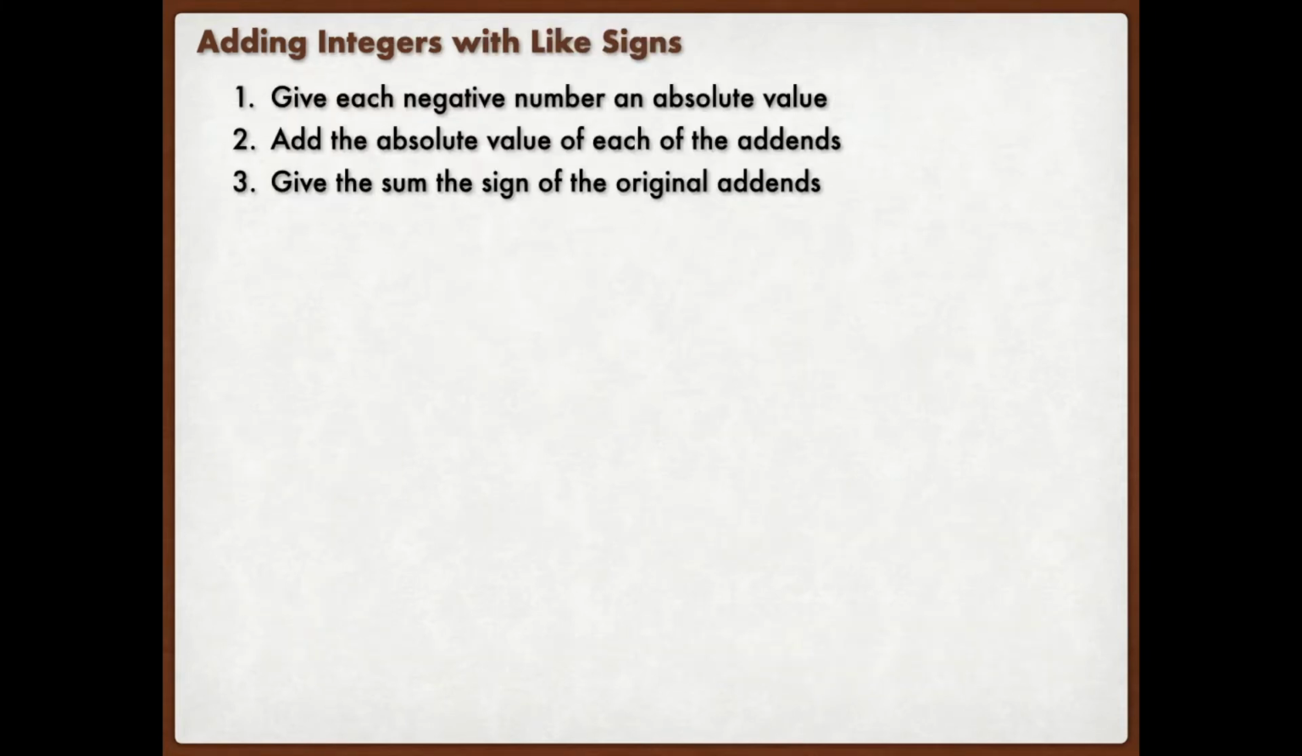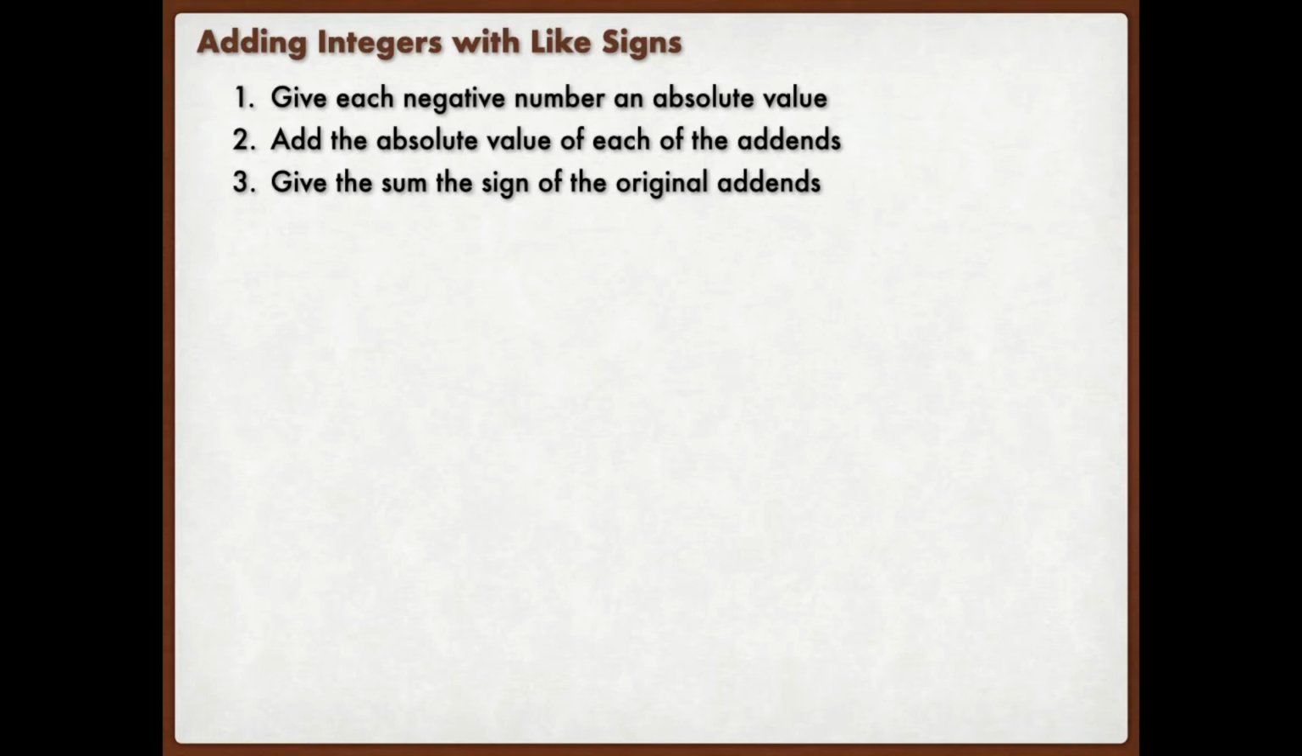Now when adding integers with similar or the same signs, so like signs means the same sign, so both of them are negative or both of them are positive. First thing that we're going to do in these steps, I'm going to give each negative number an absolute value. That means I'm going to take that negative number, even though there is no absolute value sign there, and add the absolute value sign around it. Then I'm going to take the absolute value and basically add it. When I say the word add-ins, add the absolute value of each of the add-ins. Add-ins just means what digits am I adding. So if I have 2 plus 3 plus 4, 2, 3, and 4 are my add-ins. Those are the things that are being added.